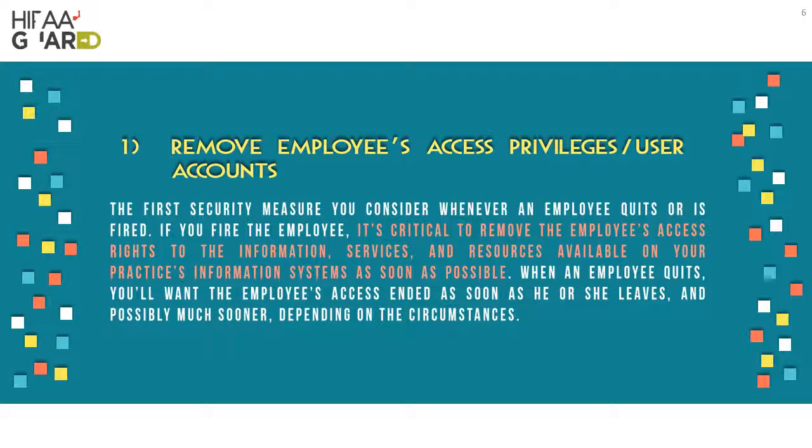The first security measure you need to consider when you have an employee who quits or you break a business associate contract, it's critical to remove the employee's access rights to the information, services, and resources available on your practice's information system as soon as possible. You'll want the employee's access or business associate access ended as soon as he or she leaves, if possible much sooner, depending on the circumstances.